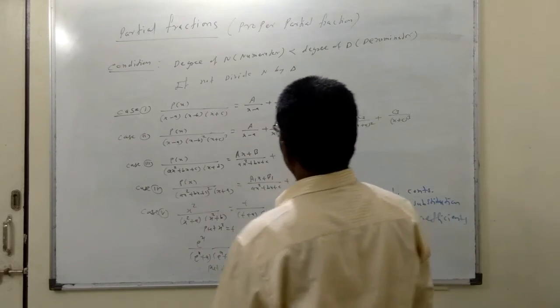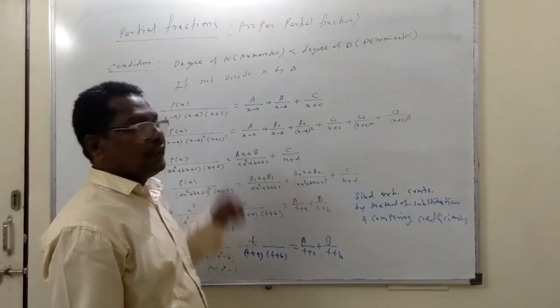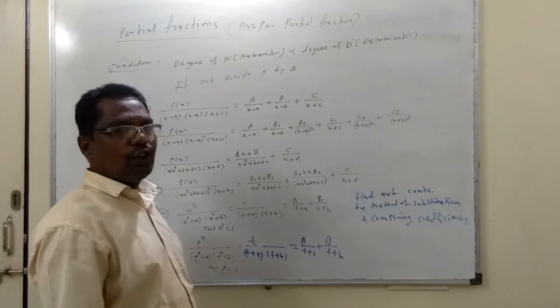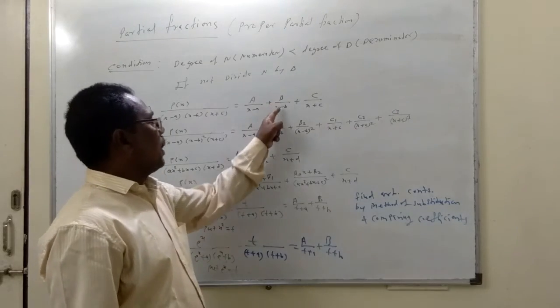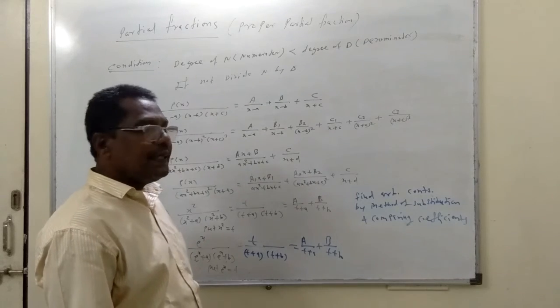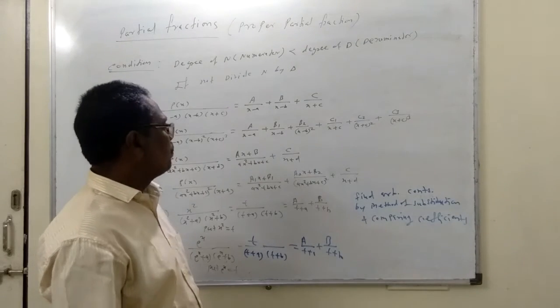So method of substitution means what? So a upon x minus b. To find the value of a, you put x minus a equal to 0, that is, x should be b upon x minus b here. So put x equal to b, and we will get the value of b.